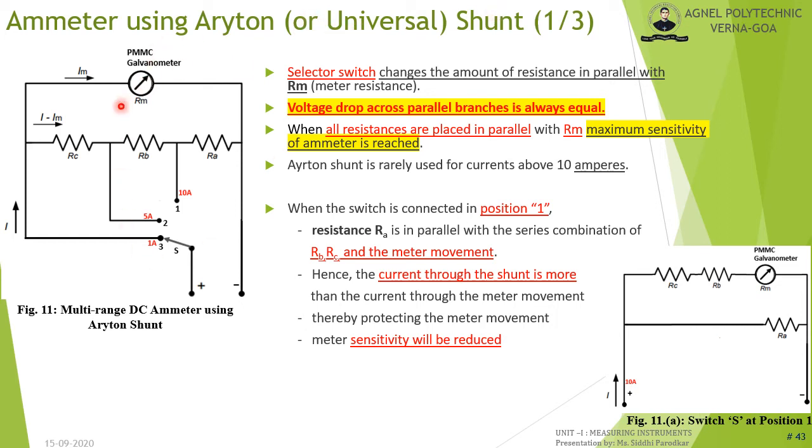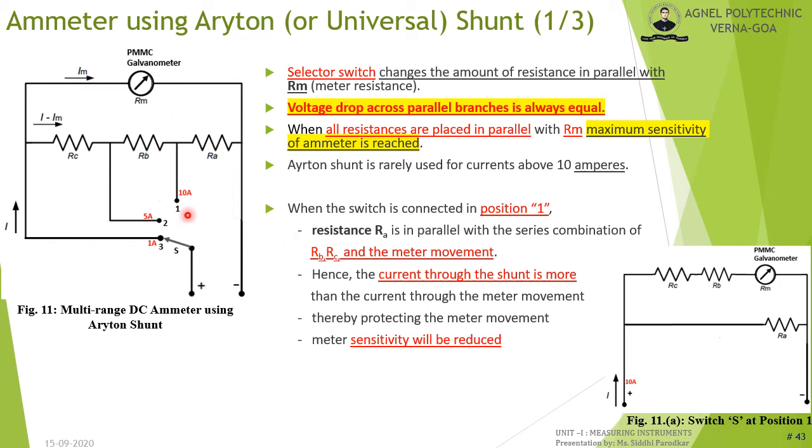Now let us learn about multi-range DC ammeter using Aryton or universal shunt. This is a circuit diagram for multi-range DC ammeter using Aryton shunt. Here there is a selector switch S which can be connected at position 1, 2 or 3. Selector switch changes the amount of the resistance that has to be connected in parallel with the meter resistance Rm. Voltage drop across the parallel branches always remains the same. When all the resistances are placed in parallel with the Rm, that is Ra, Rb and Rc are connected in series and this combination is connected in parallel with the Rm, the maximum sensitivity of the ammeter is reached. Aryton shunt is rarely used for currents above 10 amperes.